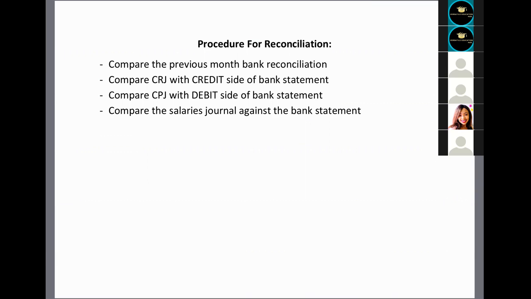Why? Because when it comes to the bank reconciliation statement, does it add? It adds on my credit side, right? Yes. And it minuses on my debit side. Yes. Perfect.